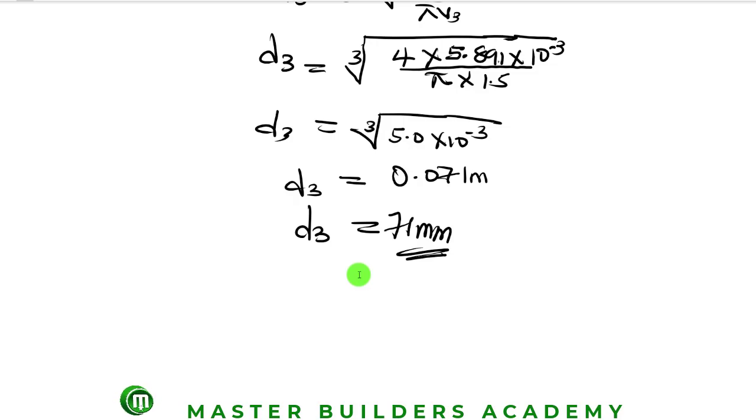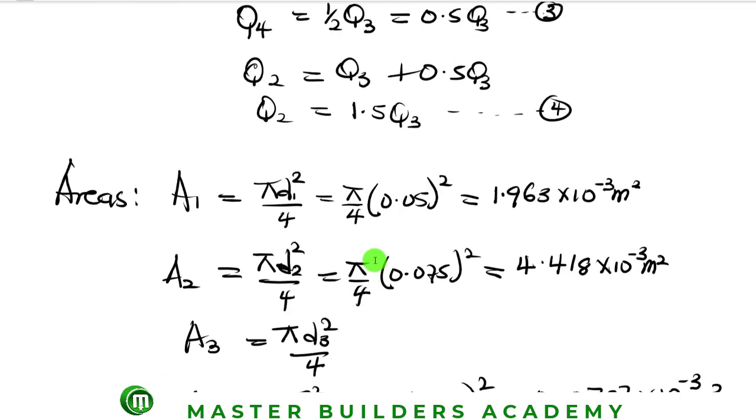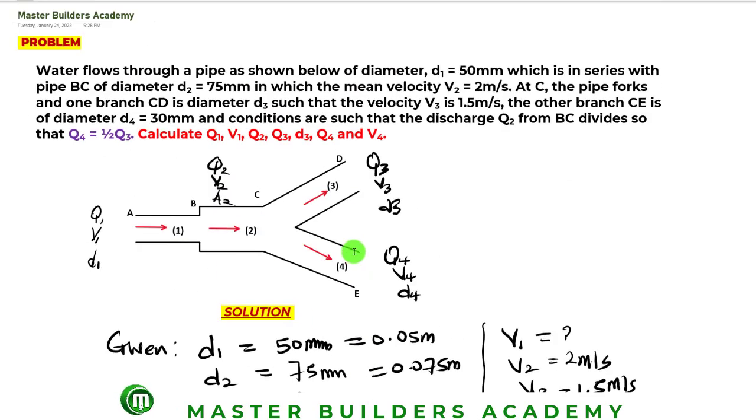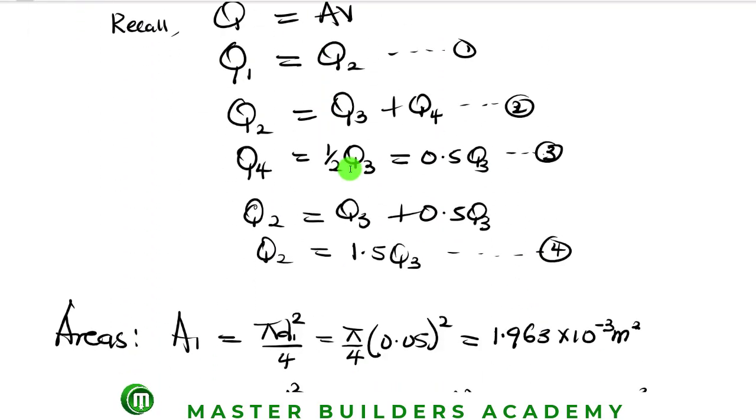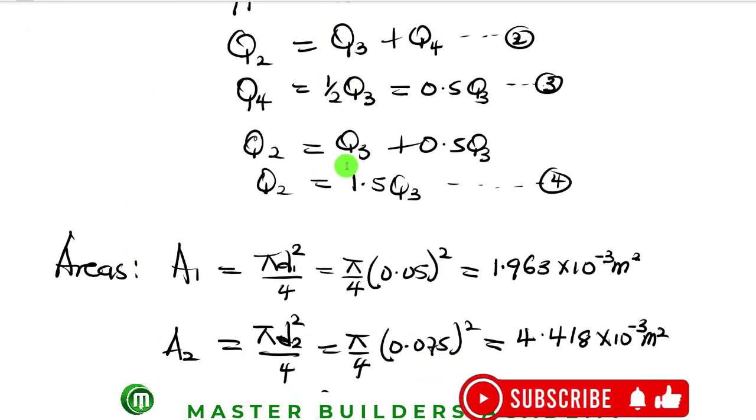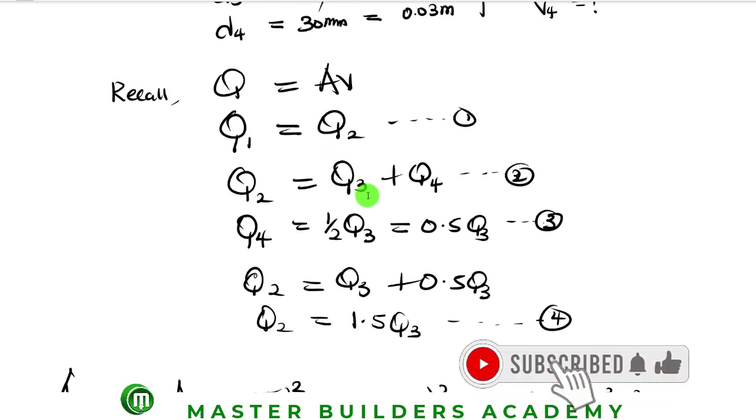So now let's move up and see what next we are asked to look for. The next thing we are asked to look for after getting D3 is Q4. For us to get Q4, we need to get the relationship between the Q's and see the one that relates to Q4. Now as you can see from the equation, we were told that Q4 is half, or 0.5 times Q3.